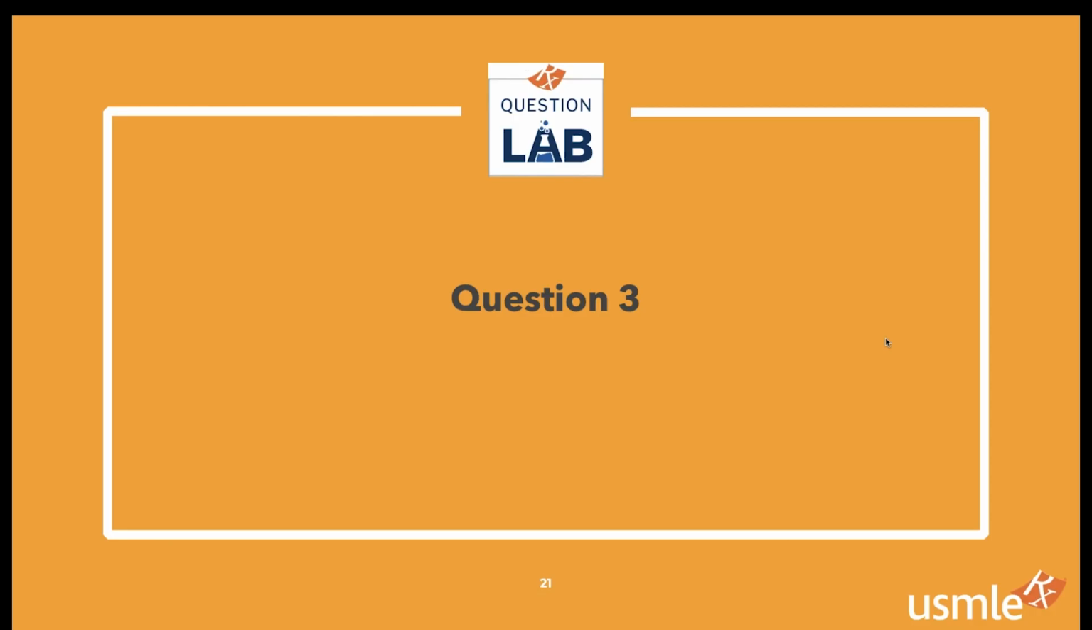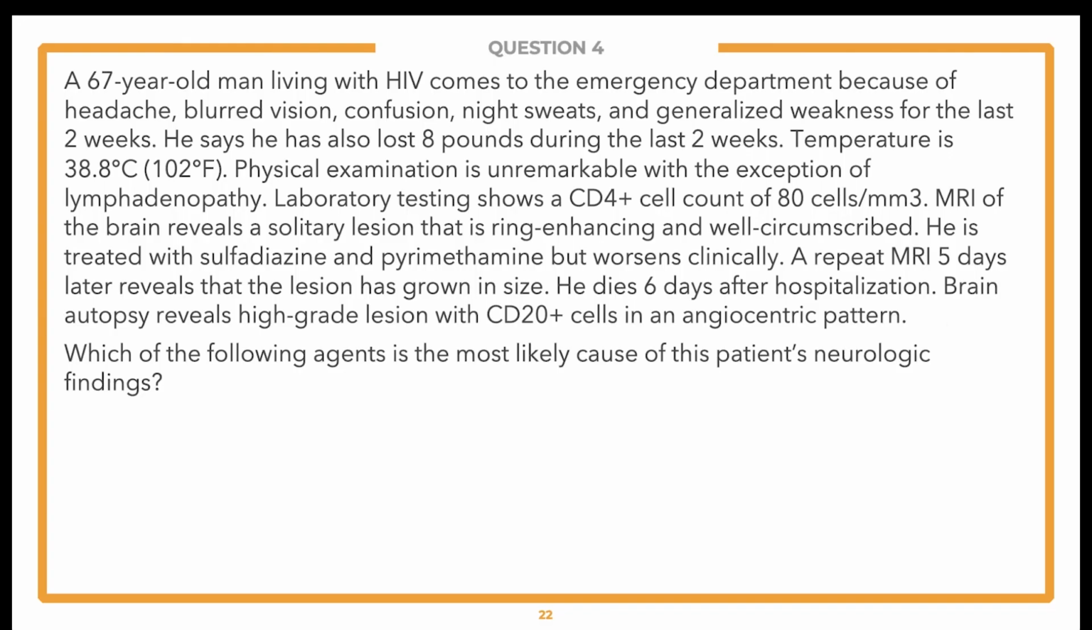Okay, with that, let's go to question number 3. You can look at this one and see, again, these are the types of questions that you're going to see on test day. A lot of information here. So we start again with that lead-in. Which of the following agents is the most likely cause of this patient's neurologic findings? Think about what kind of content, what kind of data you might be looking for as we read the vignette.